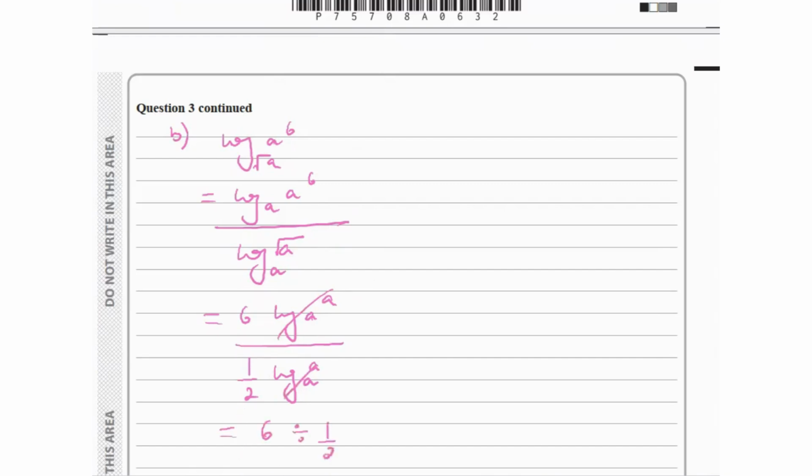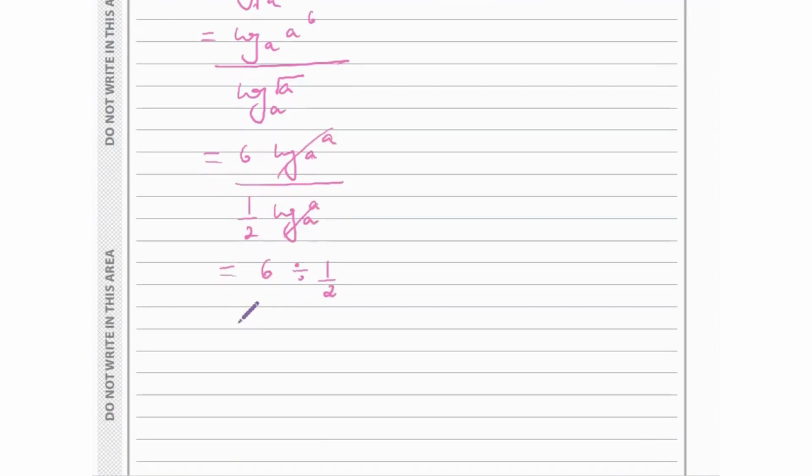So we rewrite this as log of a to the power of 6 to the base of a divided by log of root a to the base of a. As we know, we can take the coefficient and make it the power, but we can also bring the power down and make it the coefficient. So it becomes 6 times log a to the base of a, and root is the power of 1 over 2, so 1 over 2 times log a to the base of a. Both the logs are same, so they get cancelled out, and we have 6 divided by 1 over 2, which is 12. So that's your answer.